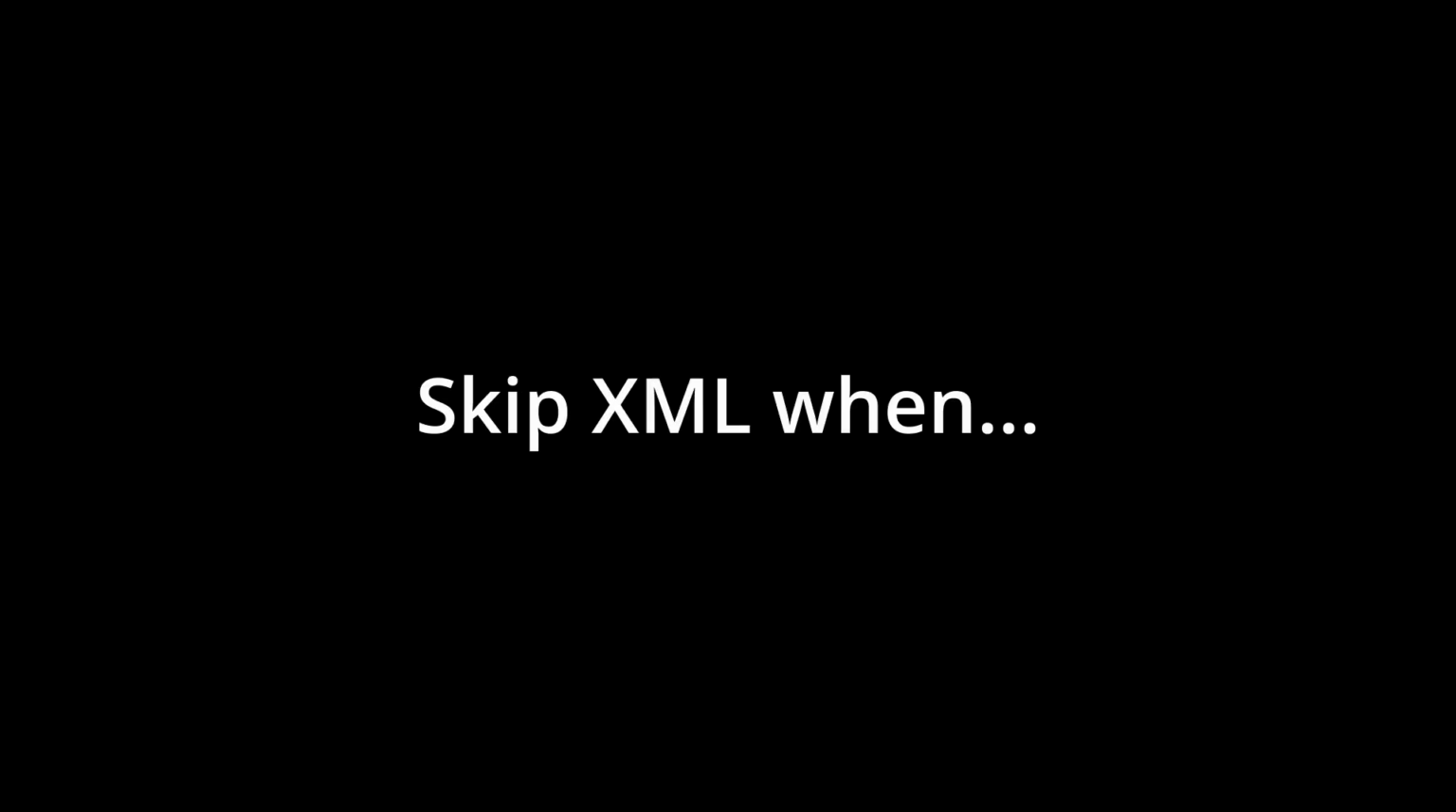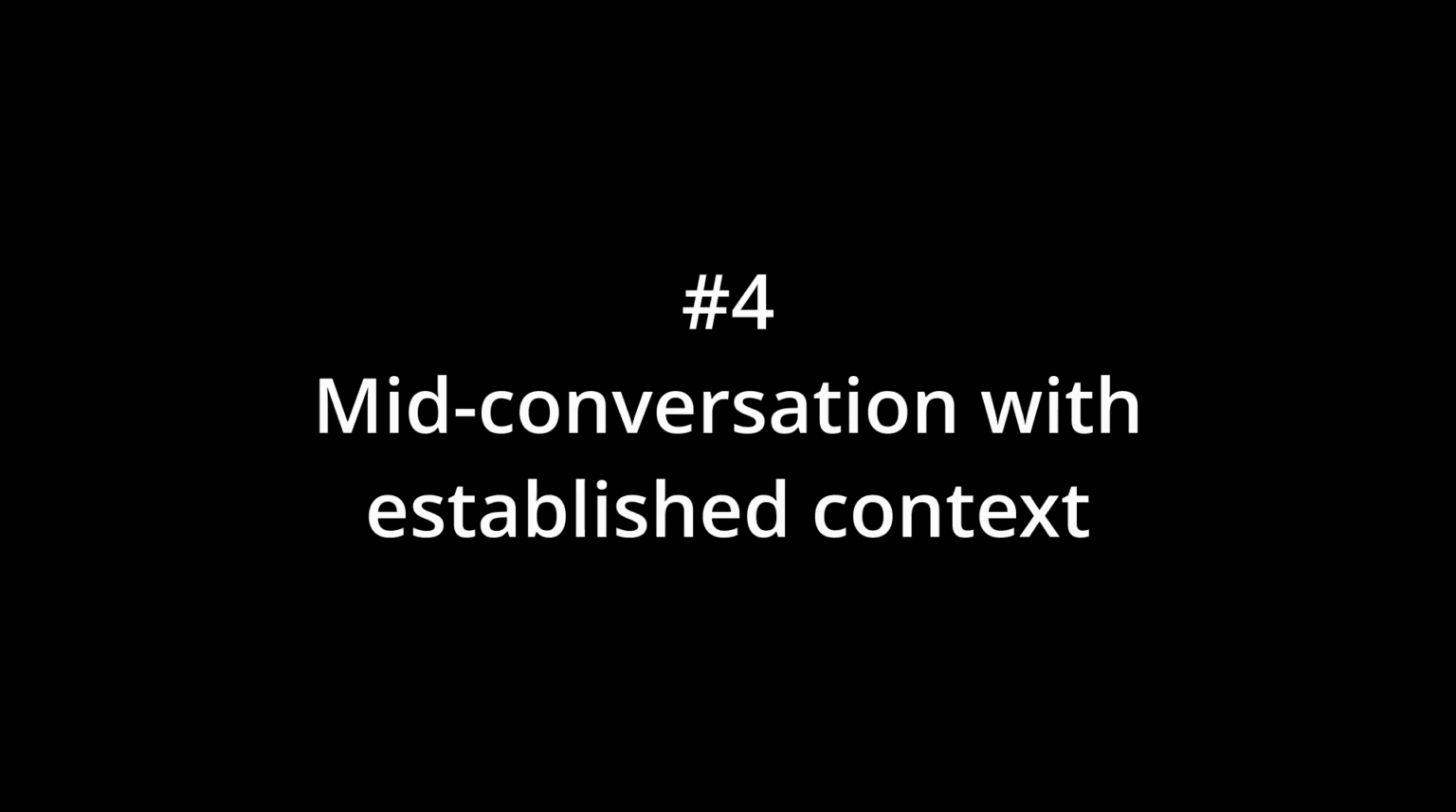Now, you want to skip XML when you're just having a back and forth conversation with your AI. When you have just a quick question in a chat window, there's no need for XML tags. If you're just doing a simple one-off request where the ask is clear and it's just a sentence or two, you don't need to use XML. And when you're already mid-conversation where the context has been established, you don't need it there either.